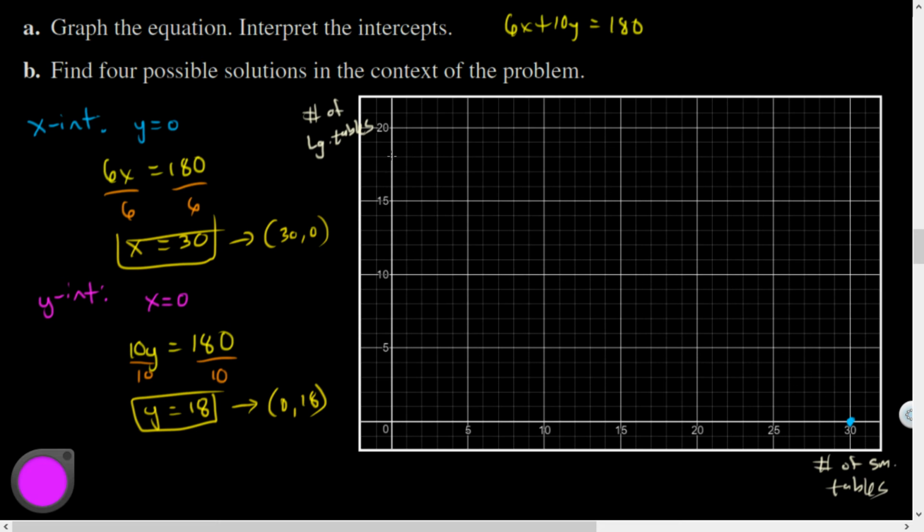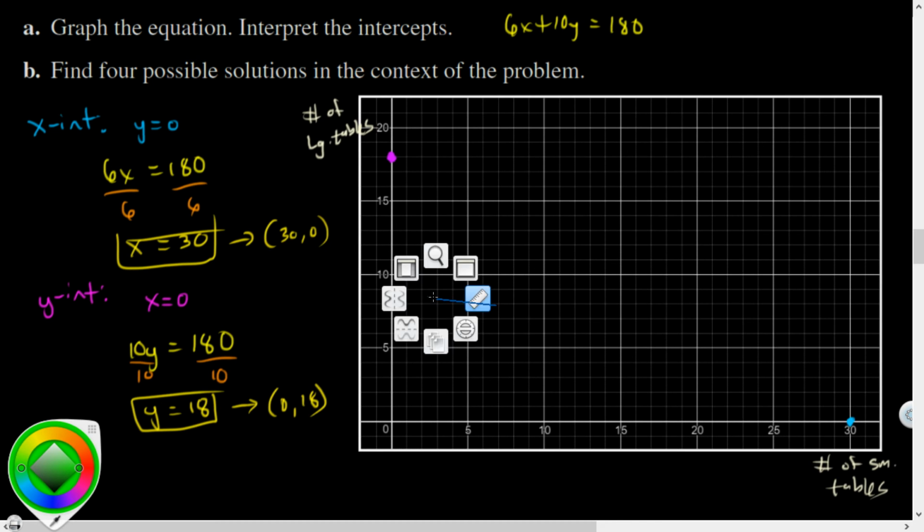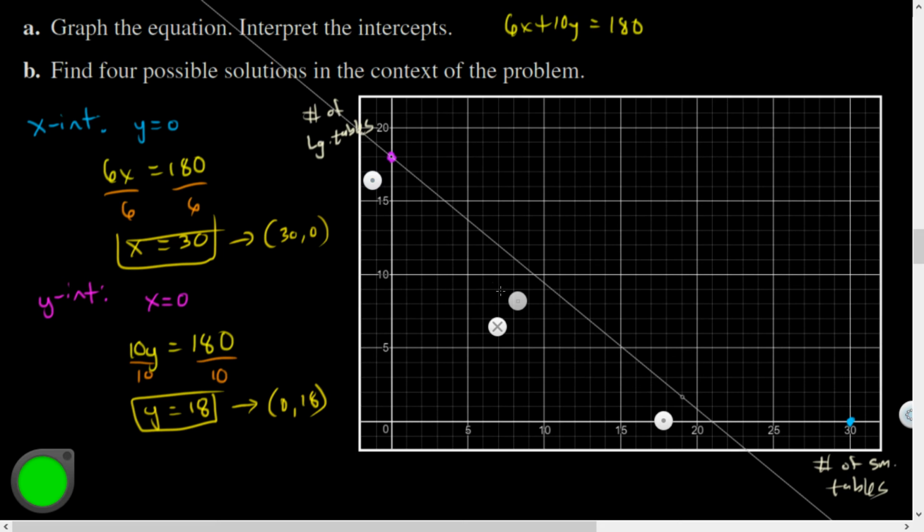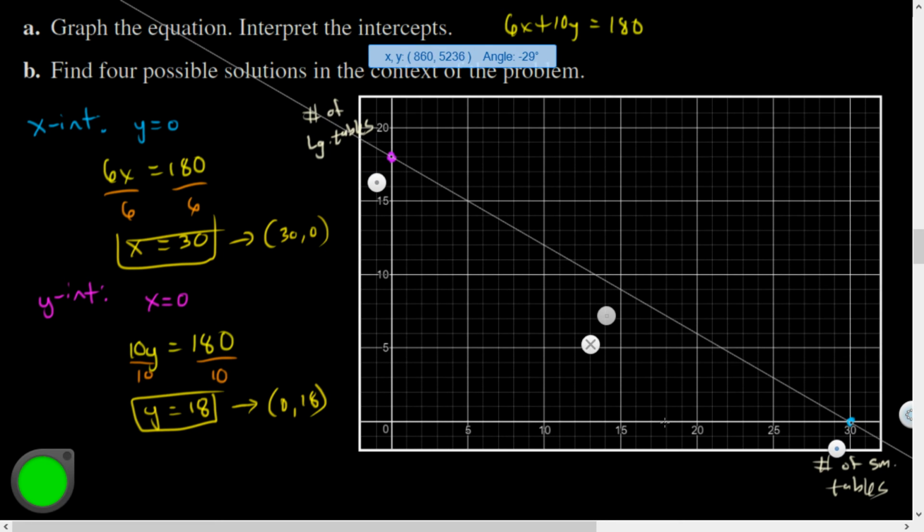Let's see, it looks like I have grid lines. Maybe they printed well on yours. If this is 5, it looks like each of those grid lines counts as 1. So here's 15, 16, 17, 18 is right here. And let's draw my line. Man, it's nice when my graph works out like this.